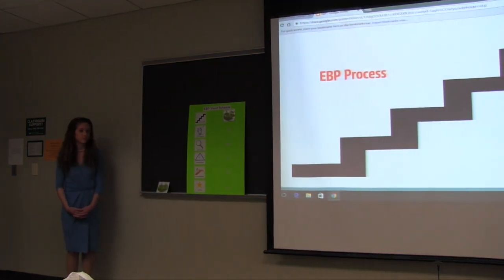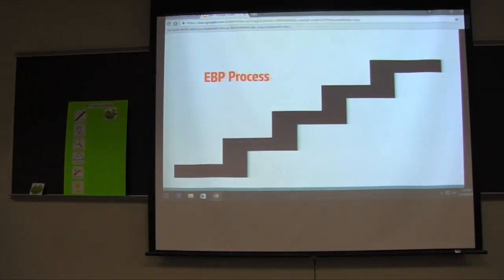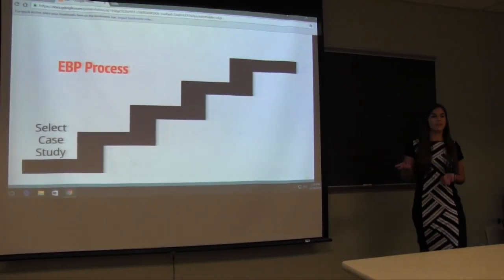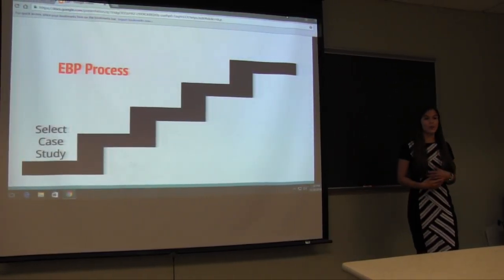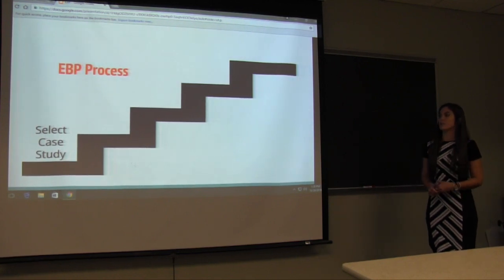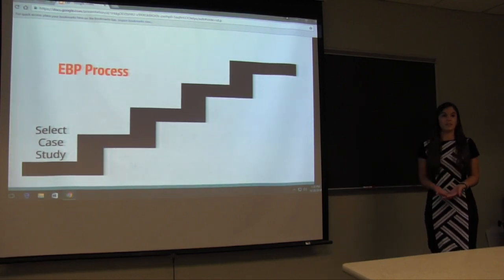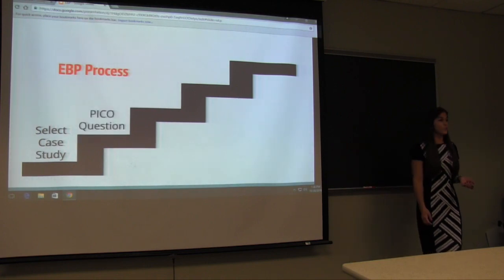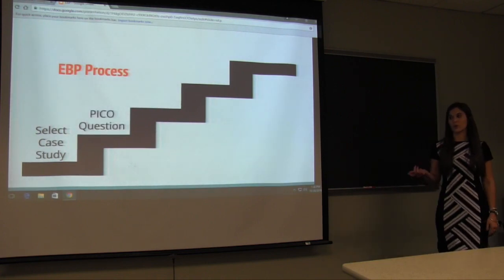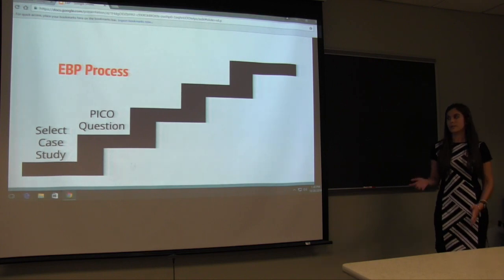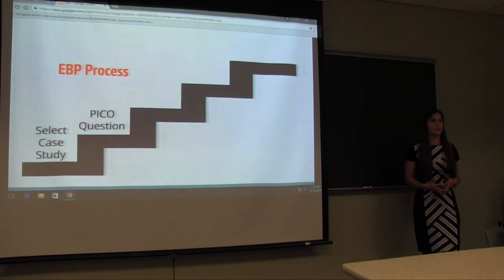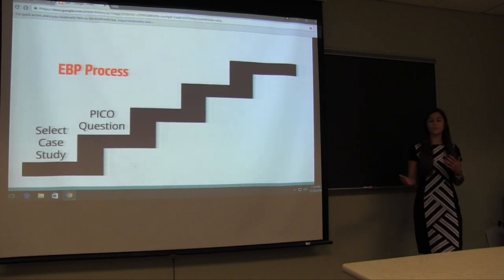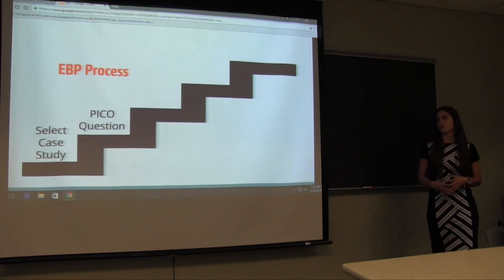Okay, so this staircase represents the process that we went through to get to this point to present to you guys today. So it all started with selecting a case study. Back in the summer, we were given a list of case studies and told to choose the one that seemed most interesting to us, so we chose the case about autism. The next step was to formulate our PICO question, which Nicole will go into a little more detail about in a few minutes. But this is essentially creating a question that we want to answer that pertains to our case study, and then we would find the answer through our research.